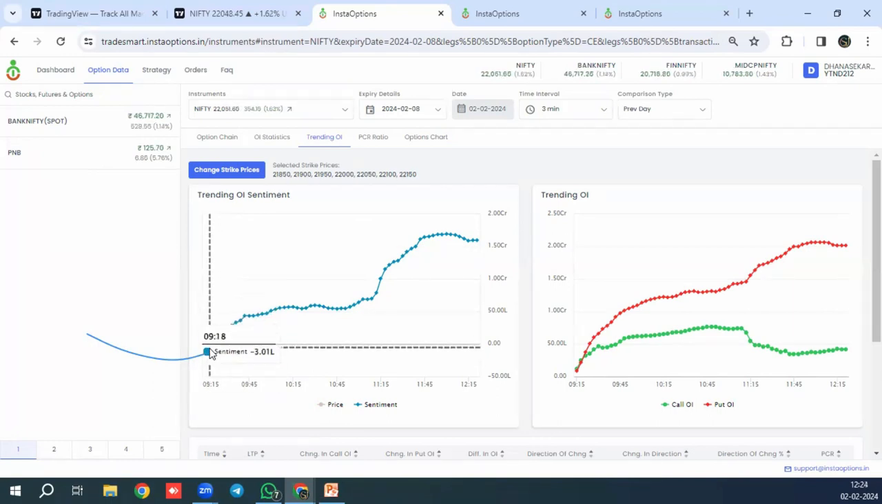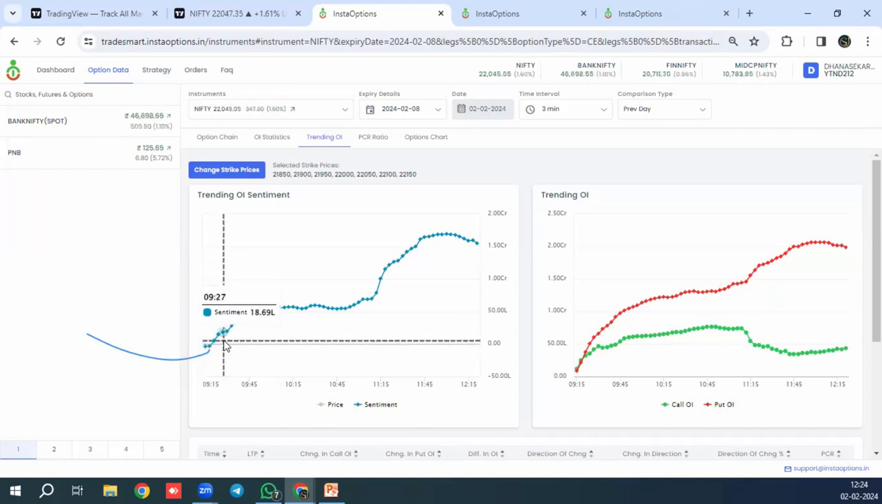Okay. Now here you can see initially sentiment was minus 3.7 lakhs. Then it increased to minus 3 lakhs, then increased to 5.23, then increased to 15, then increased to 18, right? So the first 5 indications we have got are on the bullish side. So at 9:30, we can enter the trade, which will be on the bullish side.